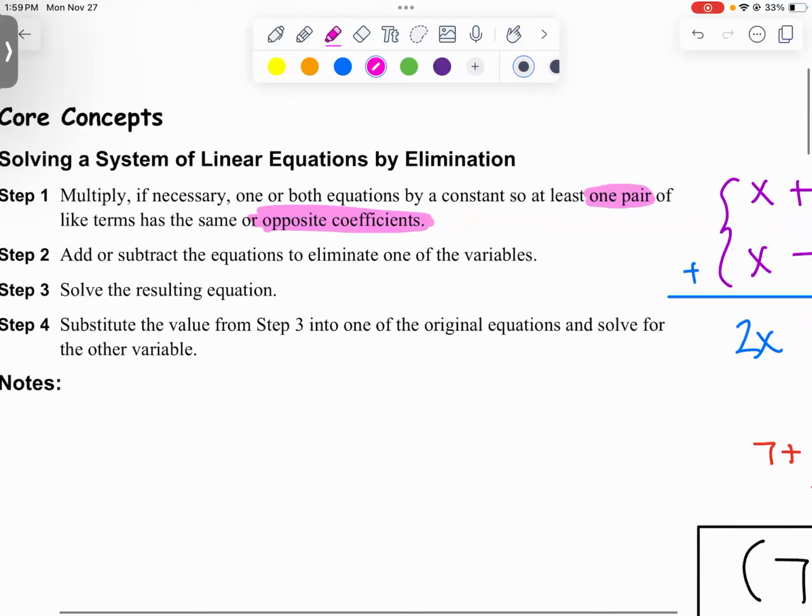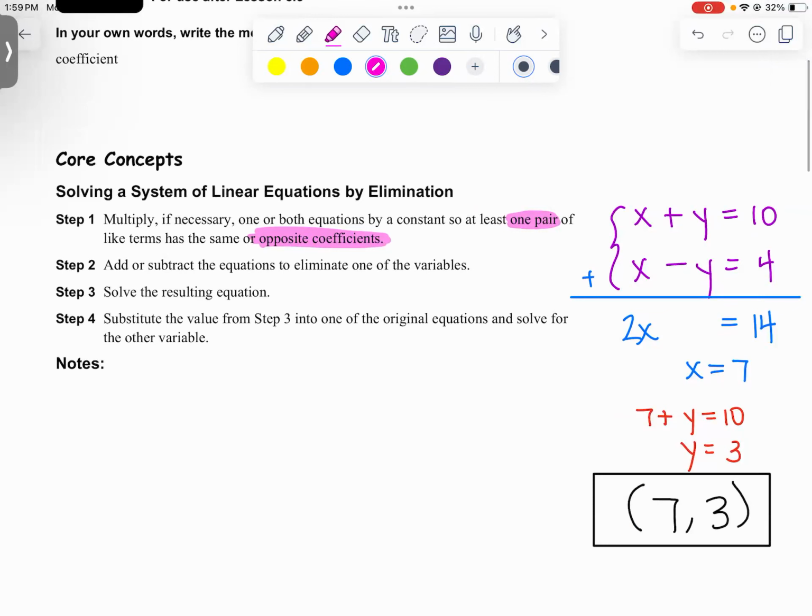So once we have coefficients that are opposite, we can add them together. Okay, we're gonna add, we're not gonna subtract. We're gonna solve, and then we're gonna substitute back into one of the original ones to get our other variable.